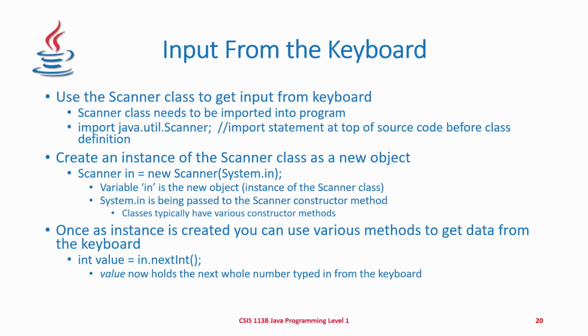And so in our last bullet point there, you can see that we're creating a new variable called value. It's of int type, and what we're assigning to it is the value that came in from the keyboard as an integer. So we use our instance name in, and then the method that comes with the Scanner class called nextInt. So we have nextInt and nextDouble. In this case, we're expecting the user to type in an integer, so we use nextInt. So the int named value now holds the next whole number that was typed in from the keyboard.